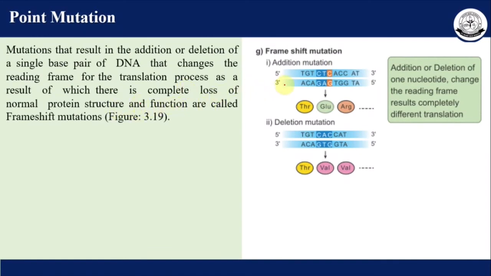Frame shift mutation, for example, like I show you here, it is given TGT then CGT. Okay, because of the change there is an addition, there is a change in the sequence, right? So that will be known as frame shift mutation.